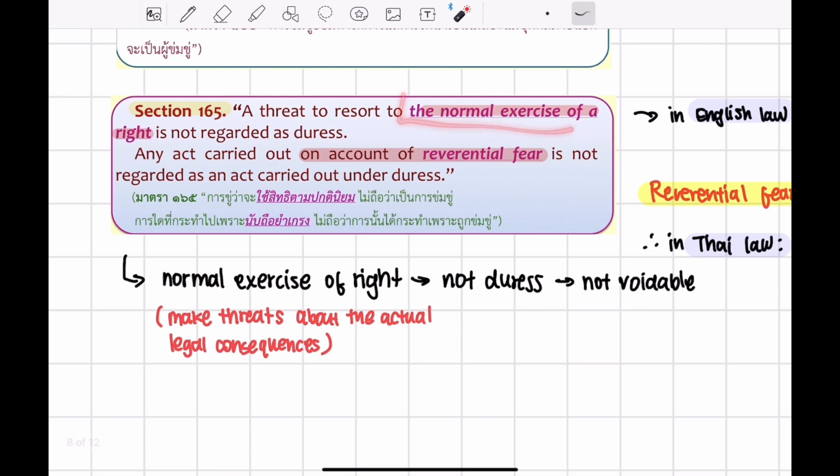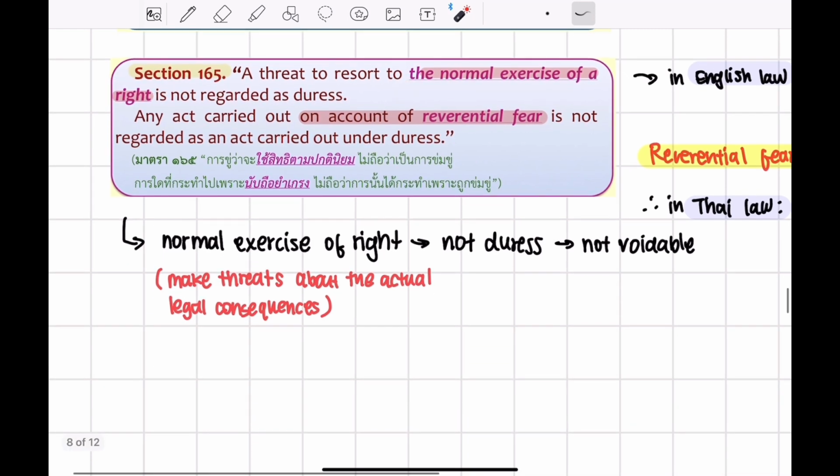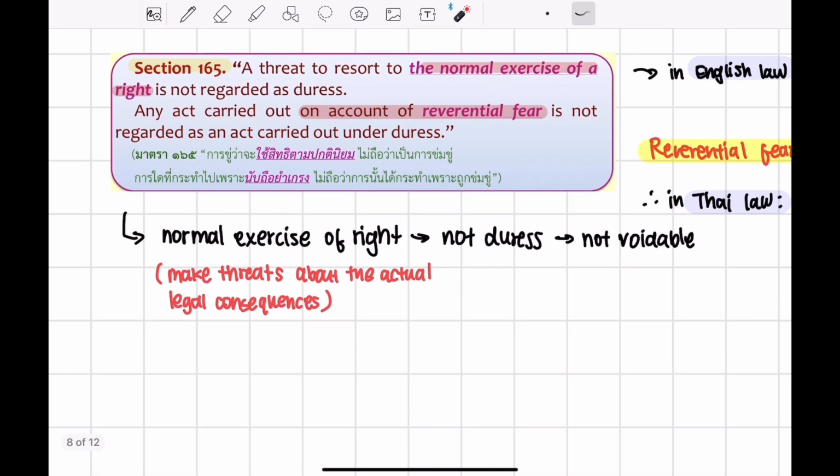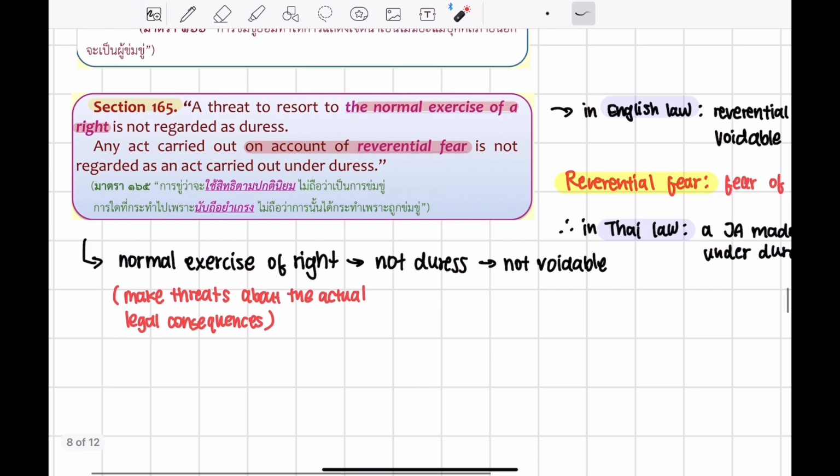The normal exercise of a right is also when a person makes threats about the actual legal consequences of something, maybe the consequences of a JA that both parties made previously. If one party makes threats about the actual legal consequence, then it does not amount to something made under duress. So the declaration of intention of the threatened party will not be regarded as something made under duress, and thus not voidable. But in English law, it's just more serious.